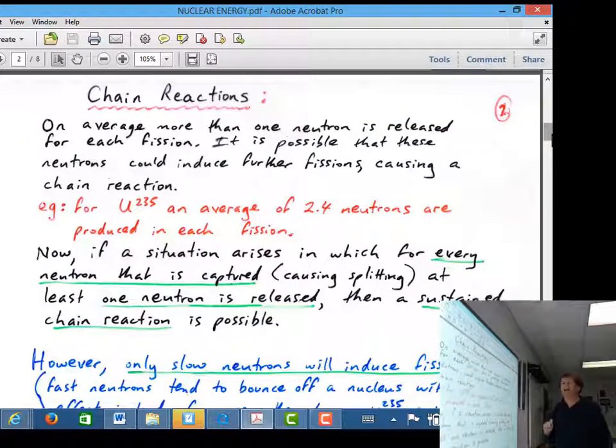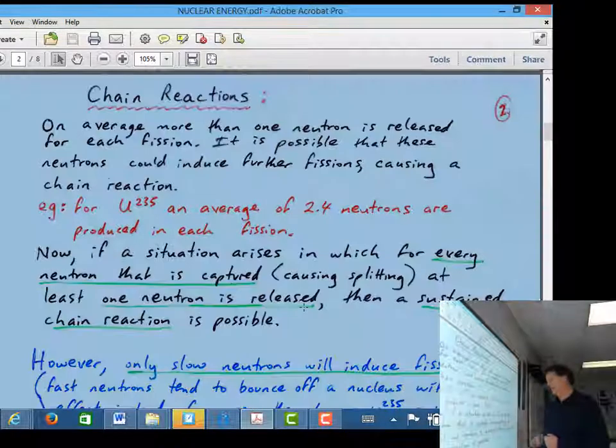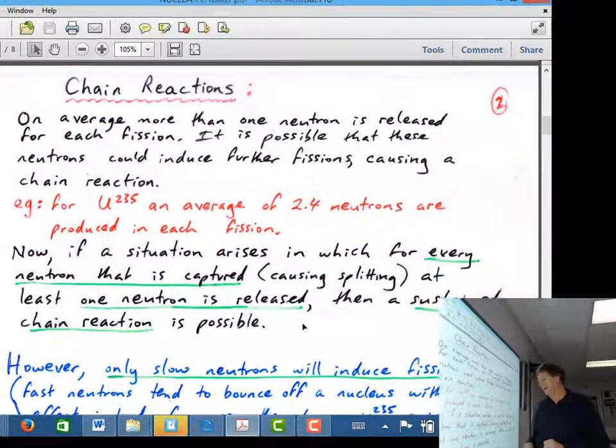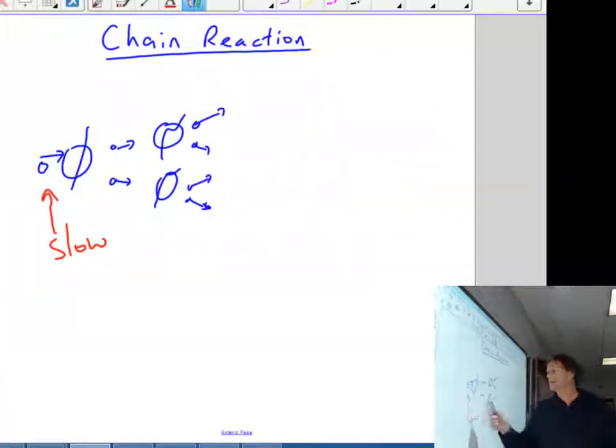As I said, a chain reaction is possible. So what we're trying to maintain here is that for every neutron that's captured, another one that's able to split is released, okay? And then a chain reaction is possible. Something to bear in mind is that this actually works for slow-moving neutrons for the capture. So you really want slow-moving or thermal neutrons to be involved in this chain reaction.